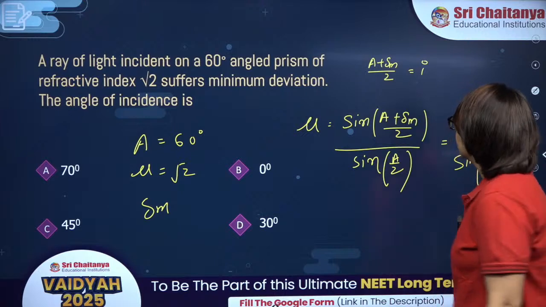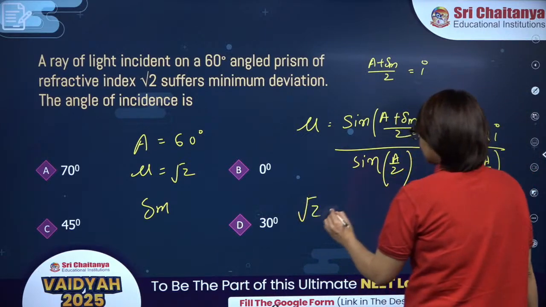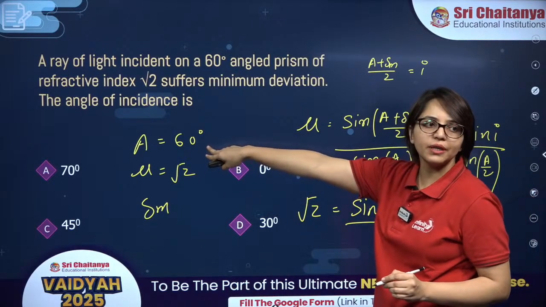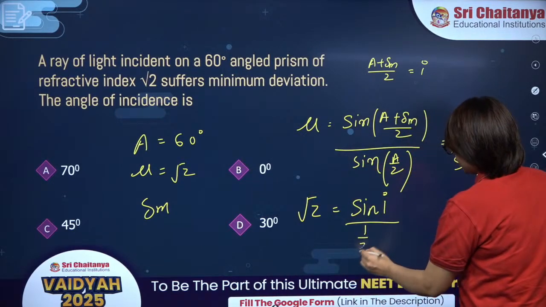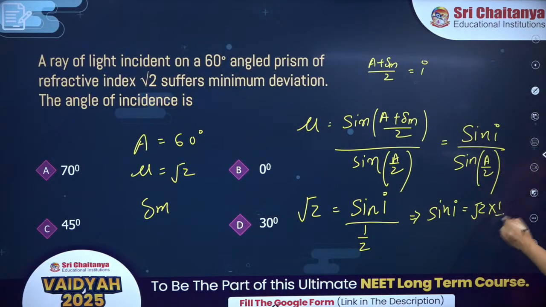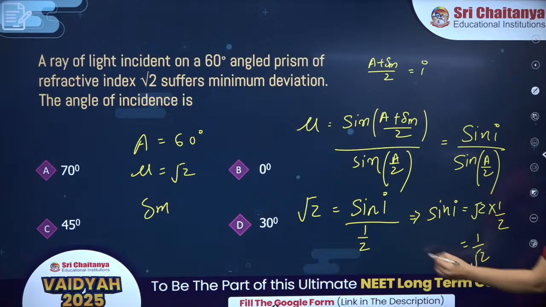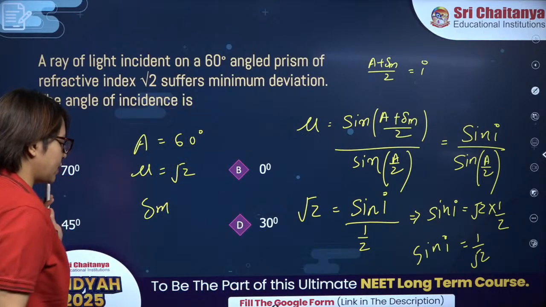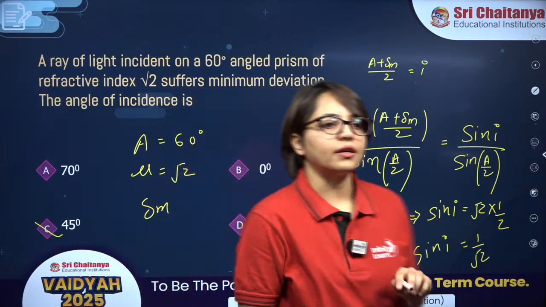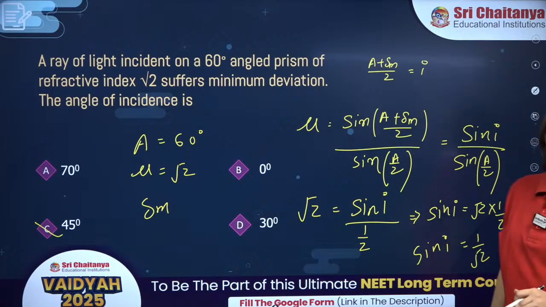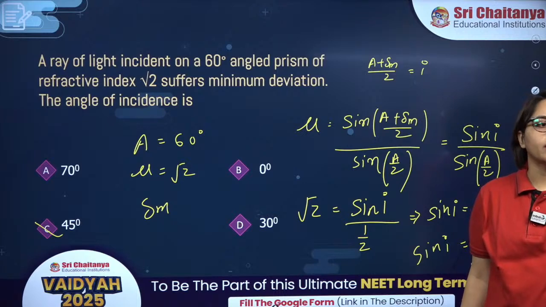Come on. Mu, which is root 2, is equal to sine I divided by sine of A by 2, which is sine of 60 by 2, sine 30. Sine 30 is 1 by 2. So sine I is equal to root 2 times 1 by 2, which is 1 by root 2. Sine I is 1 by root 2 when I is 45 degrees. So the correct answer is option C. When I is 45 degrees, yes, sine I will be 1 by root 2. Option C is the correct answer. Well done beta, well done.